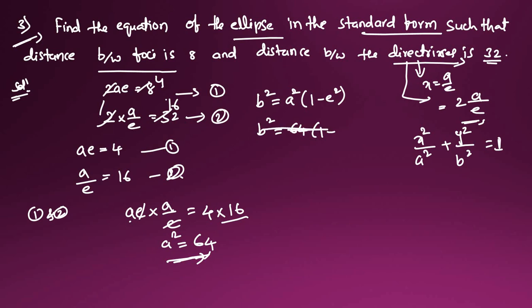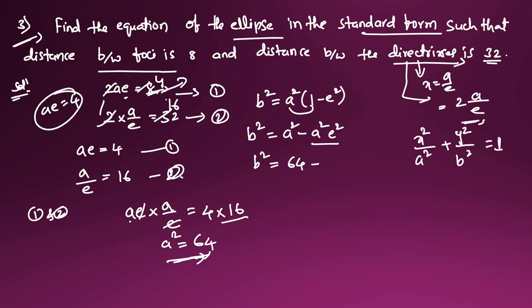We'll do one thing: I'm erasing this. Here b square is equal to a square, I'm multiplying with this one, a square minus a square e square will come. So b square is equal to a square value 64 minus ae whole square. Here ae is equal to 4, we get it from the first equation that we already did. So ae square is 4 square, and b square is equal to 64 minus 16, which means 48.